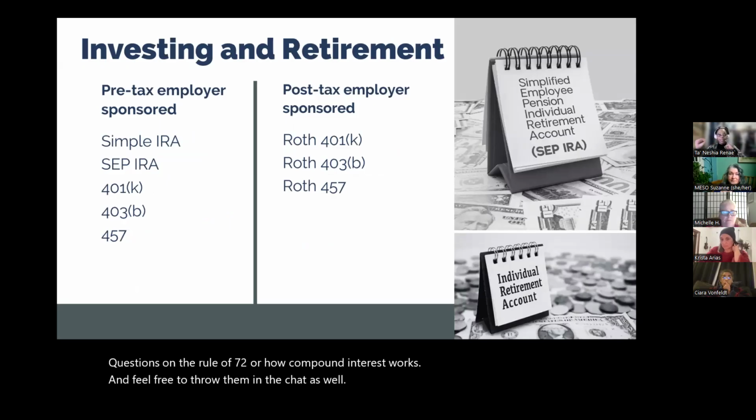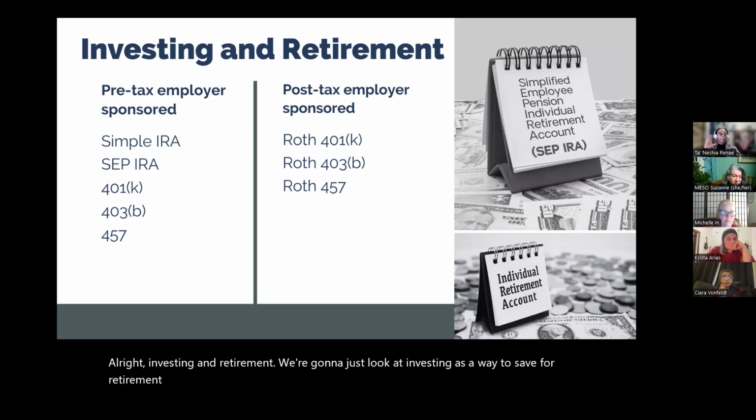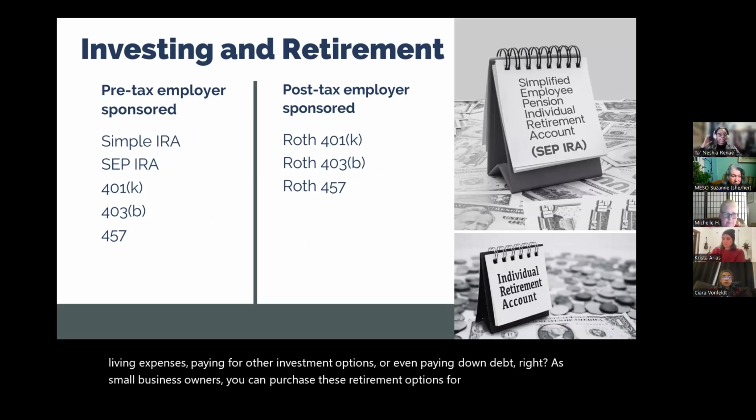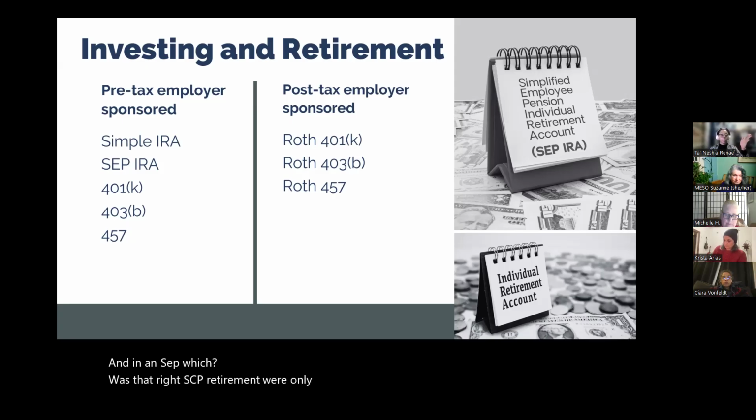All right, investing and retirement. We're going to look at investing as a way to save for retirement and generational wealth. But also know that many investments can go towards living expenses, paying for other investment options, or even paying down debt, right? As small business owners, you can purchase these retirement options for you and your employees. It's called a SIMPLE IRA, where employees can contribute, and a SEP, where only the employer can contribute.